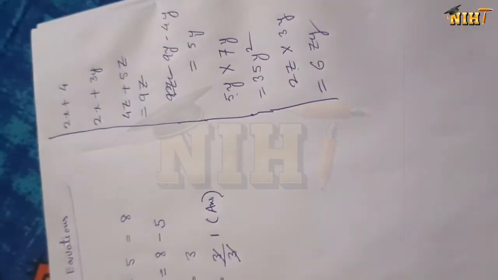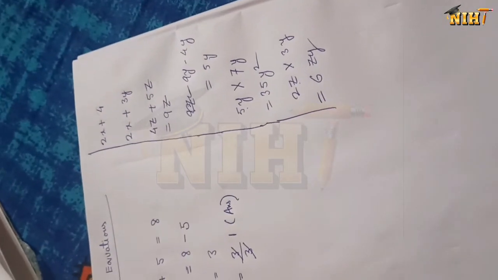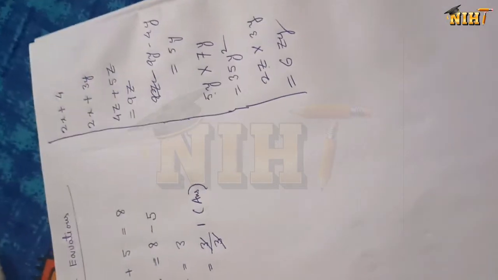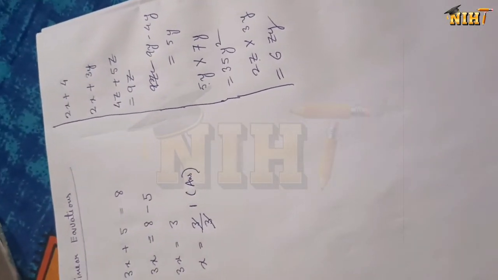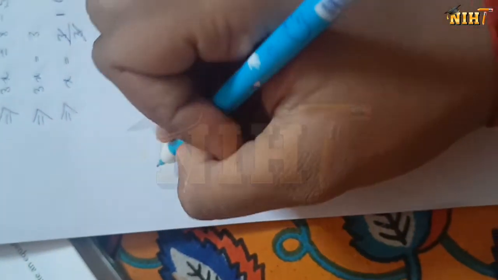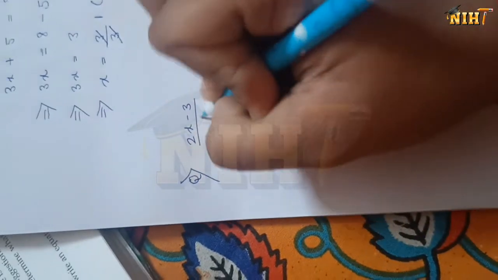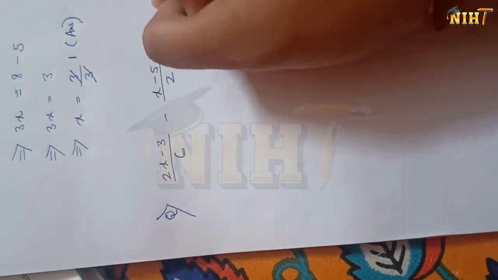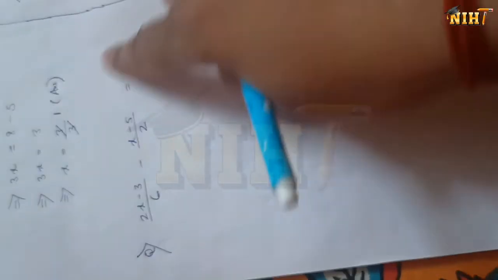So always remember, in case of addition and subtraction, the variable should be the same to get combined. And in case of multiplication and division, even if the variable is not the same, it can still go. Okay, so let's see one sum on linear equations: (2x - 3)/6 - (x - 5)/2 = x/6. Okay, so this is the equation.